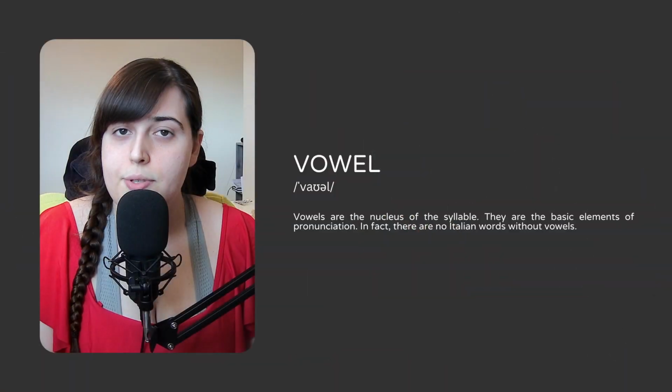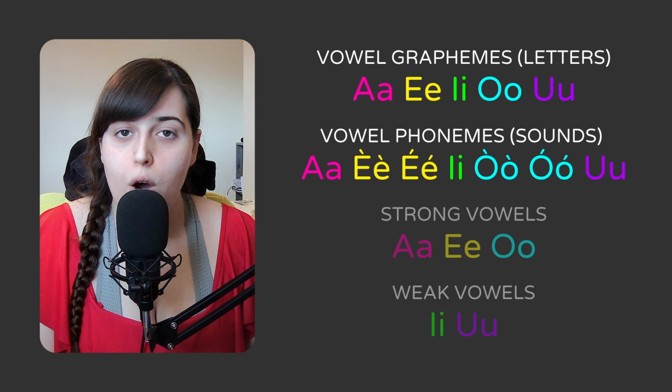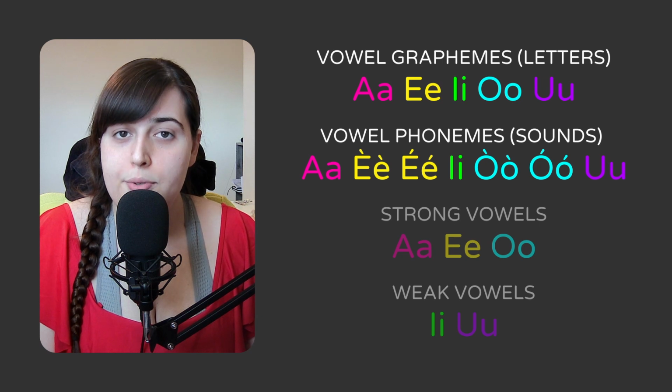Vowels are the nucleus of the syllable. They are the basic elements of pronunciation. In fact, there are no Italian words without vowels. Italian has 5 vowel graphemes: A, E, I, O, U. However, the vowel phonemes, the sounds, are 7. In fact, while the pronunciation of A, I, and U is always the same, E and O can be open, low vowels, or closed, high vowels.